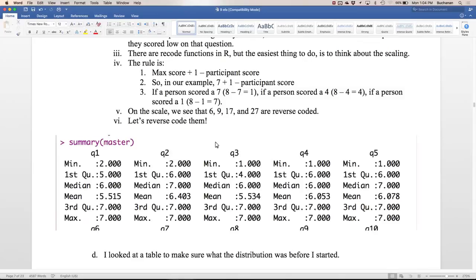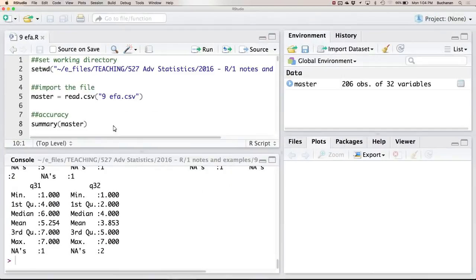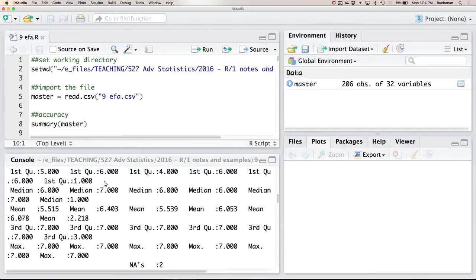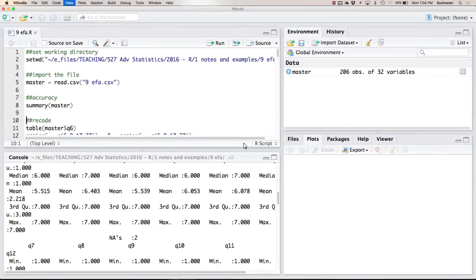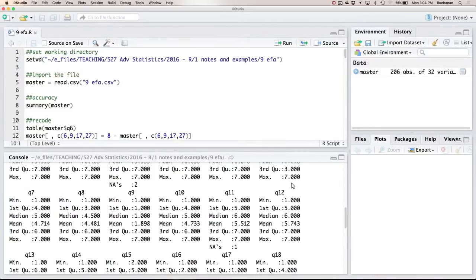So on our particular scale, we've got 4 that need to be reverse coded. This was just a summary to show you that min and max values were correct. But let's pull up the summary here. Make it bigger. So maybe minus 2 shakes. Where we can see this a little better.